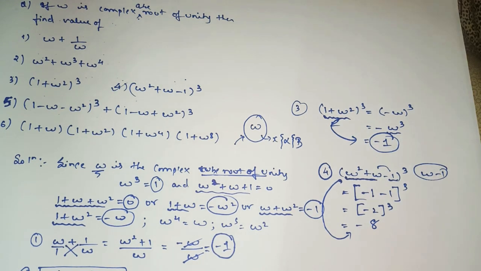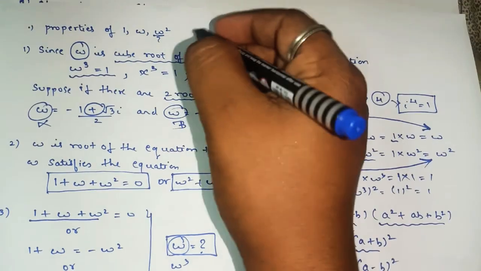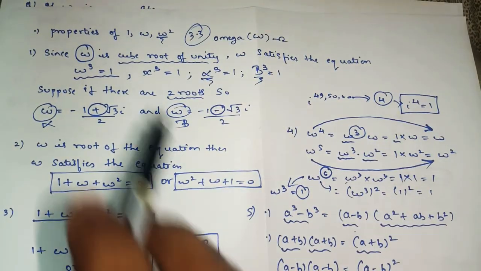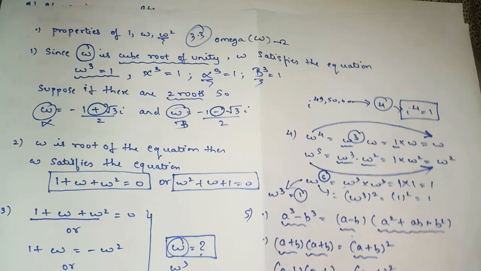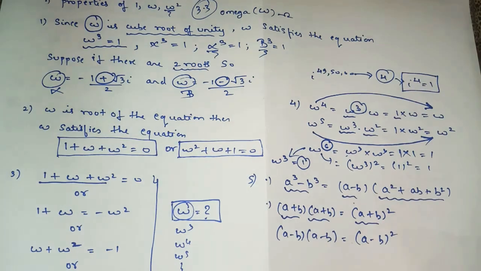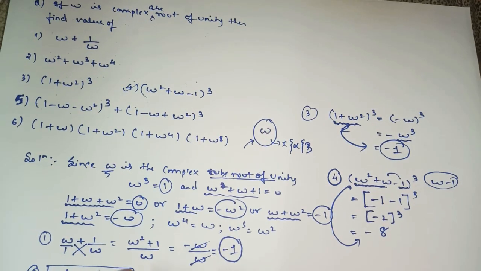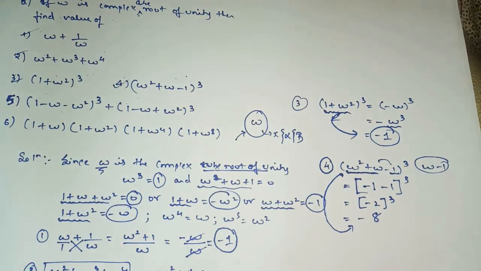And even the concept which we did in this lecture. So this is the concept for exercise number 3.3: properties of 1, w and w square. Here we saw all the properties based on this, and we took some examples based on the properties. So I hope you all understood the first 4 sums.